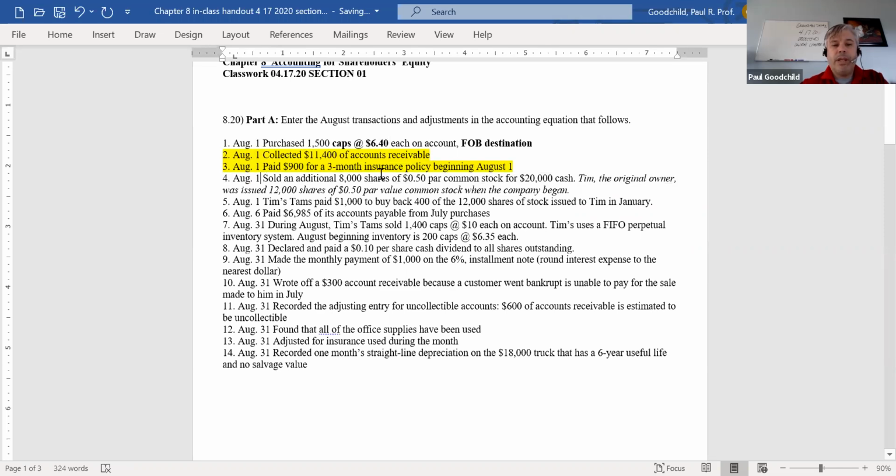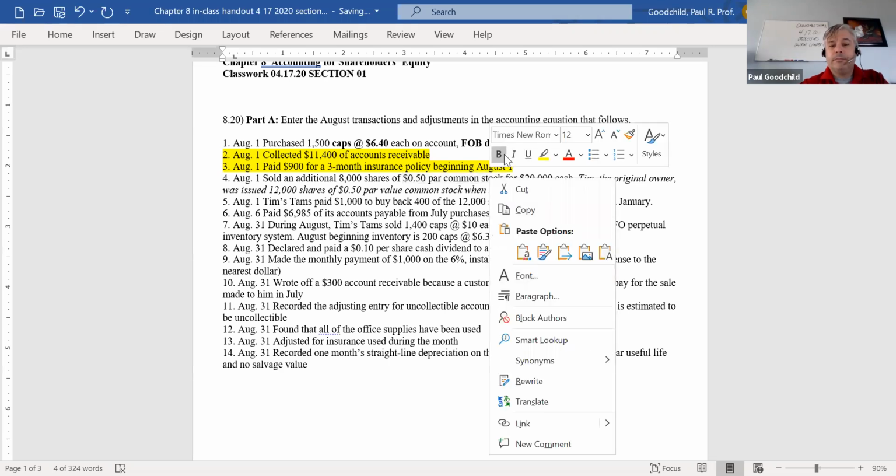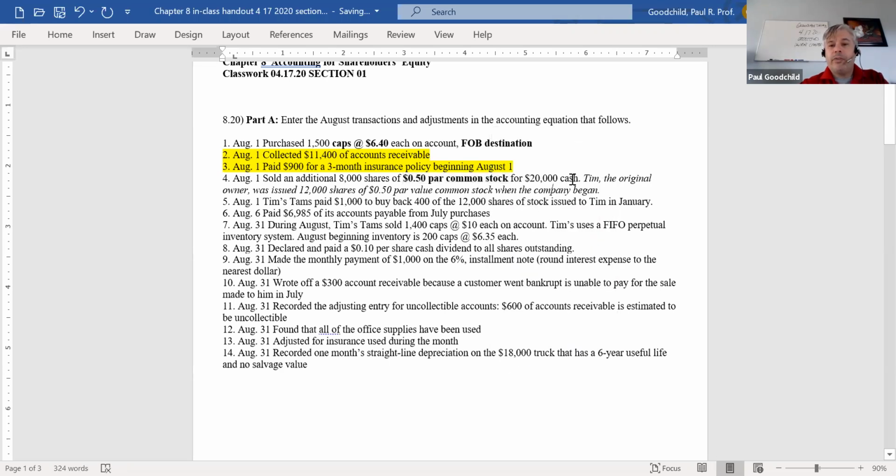August 1 sold 8,000 shares of 50-cent par common stock for 20,000 in cash. The original owner was issued 12,000 shares of 50-cent par value common stock when the company began. All right, so I'm going to ask you guys to tell me how I would enter number 4 in chat.